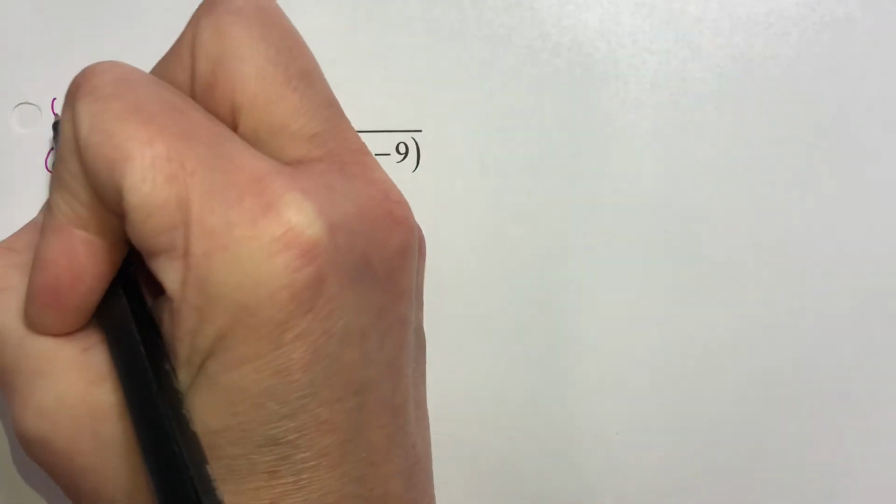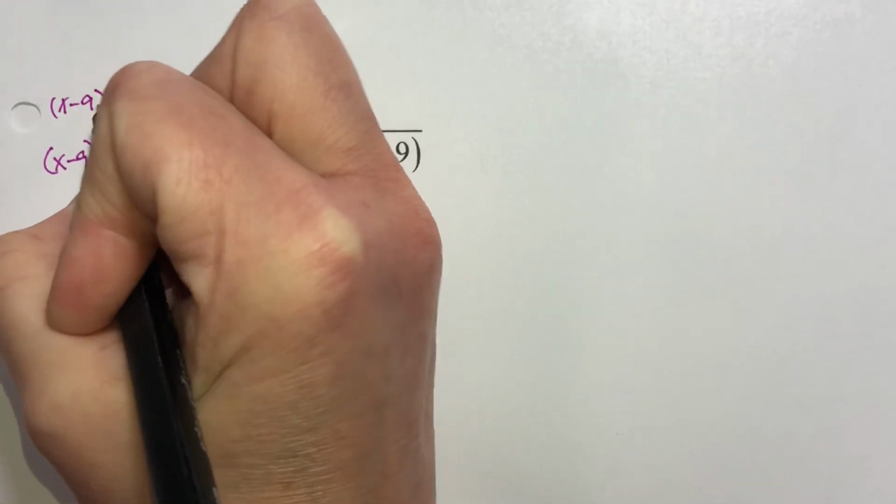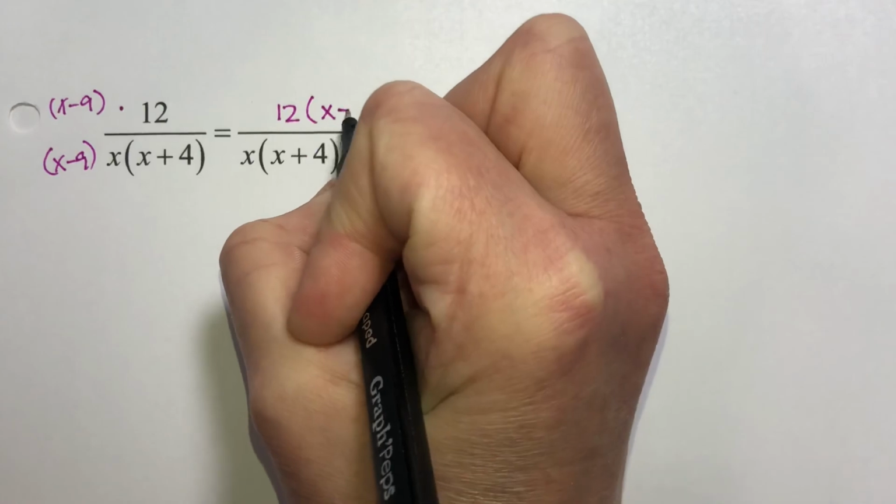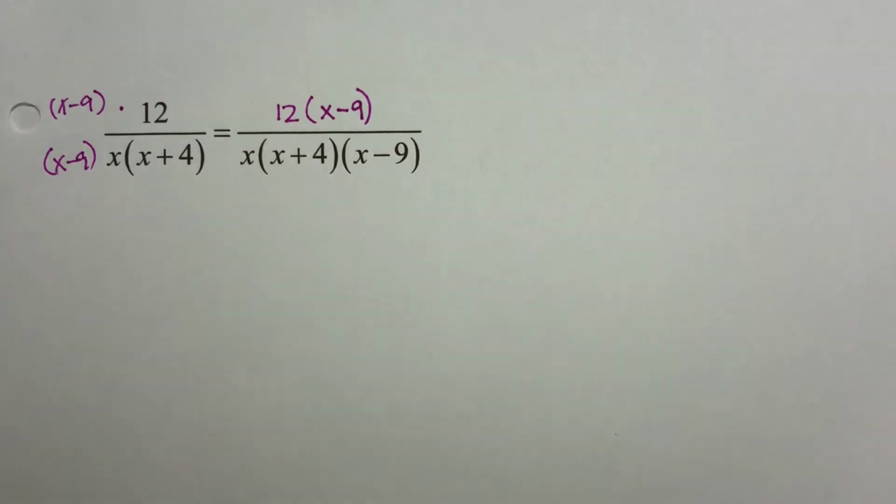So I need to multiply the top by x minus 9 as well, which gives me 12 times x minus 9. For this type of problem, you do not need to distribute. Later on, when we're actually adding and subtracting, you may find you need to, but just on a rewrite, you don't.